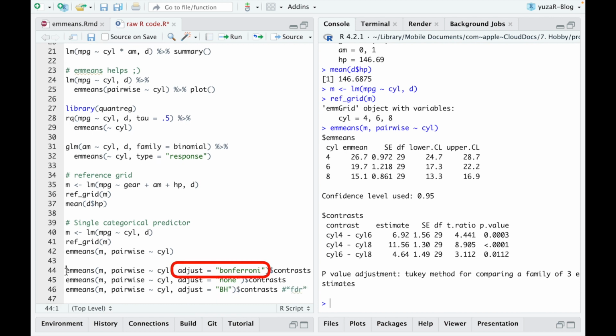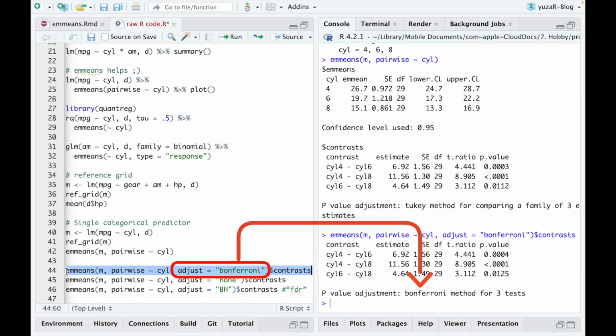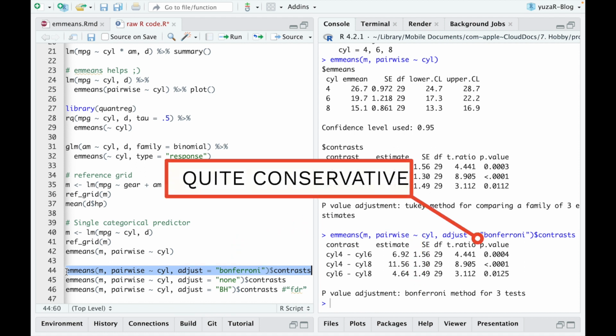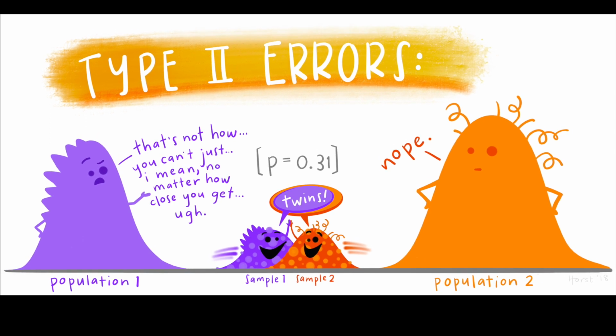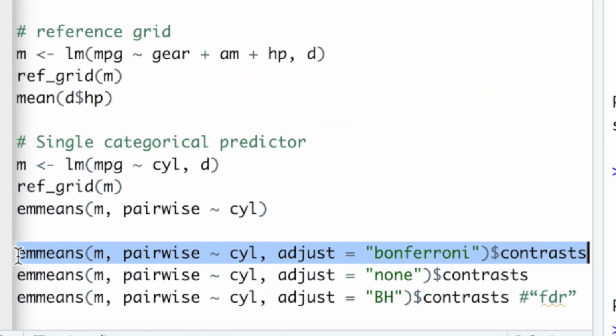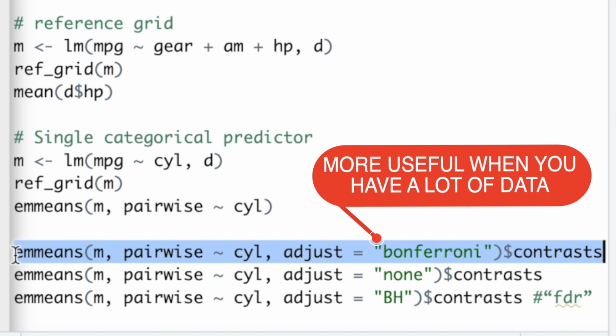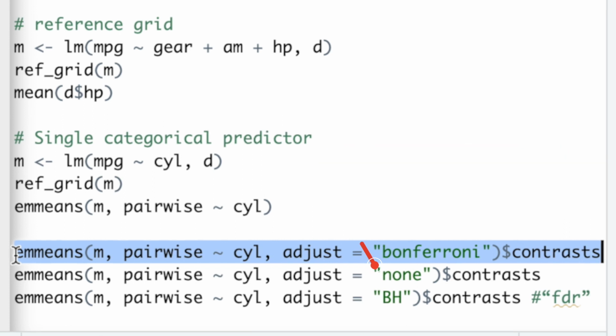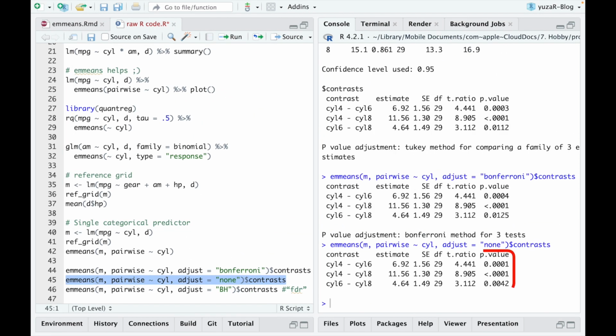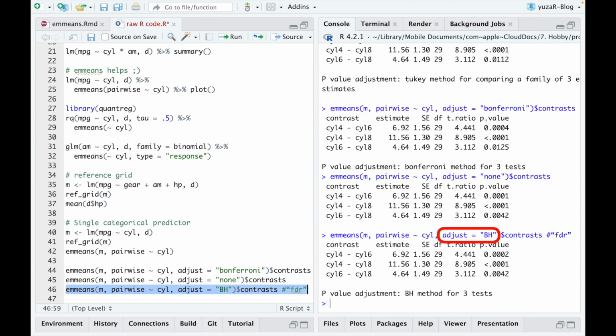First of all, people might want to use a famous Bonferroni method. However, Bonferroni correction is quite conservative and produces higher p-values as compared to Tukey, which is dangerous because it increases chances to make a type 2 error, namely missing a discovery. Thus, Bonferroni correction is more useful when you have a lot of data, but if you only have a few observations or conduct an exploratory pilot study, you can even stop correcting for multiple comparisons by using adjust equals none argument. I personally prefer Benjamini and Hochberg method to control for the false discovery rate.